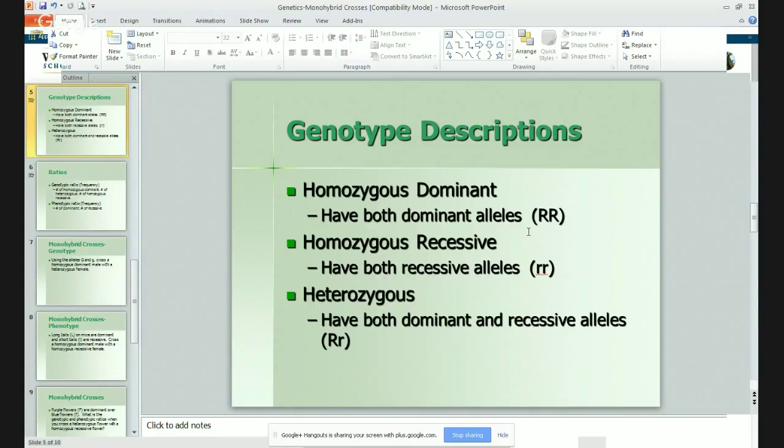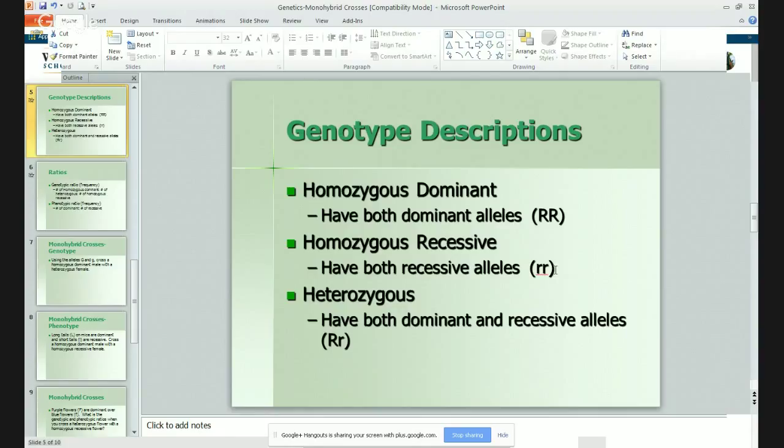You could also be homozygous recessive. Homozygous, the same. Recessive meaning you carry the recessive alleles. So you would have both recessive alleles, or both lowercase alleles. If you don't have very good handwriting, this is a unit that you need to be very careful with because the capital letter and the lowercase letter mean something different.